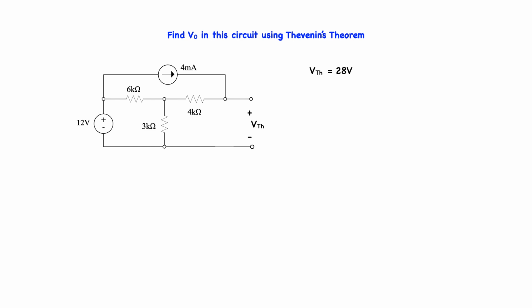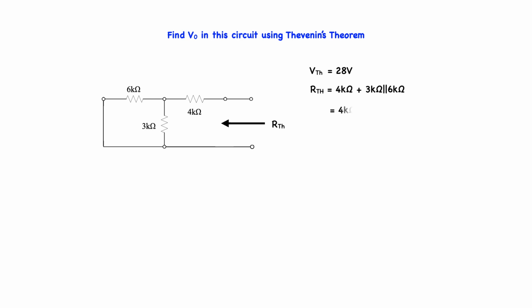The Thevenin equivalent resistance is found by zeroing all sources and looking into the open circuit terminals to determine the Thevenin resistance, RTH. From the network, we see that the 6K and the 3K ohm resistors are in parallel, and that combination is in series with the 4K ohm resistor. Thus, RTH is equal to 4K ohms plus 3K ohms in parallel with 6K ohms, which equals 6K ohms. Therefore, the Thevenin equivalent circuit consists of a 28 volt source in series with a 6K ohm resistor.